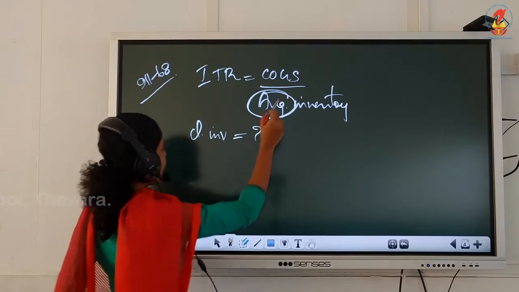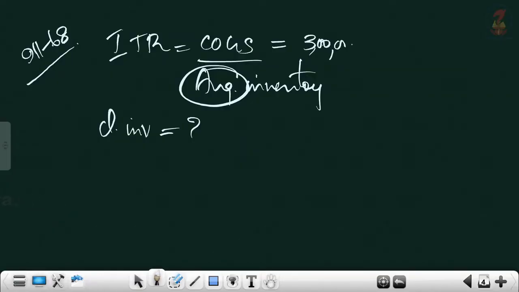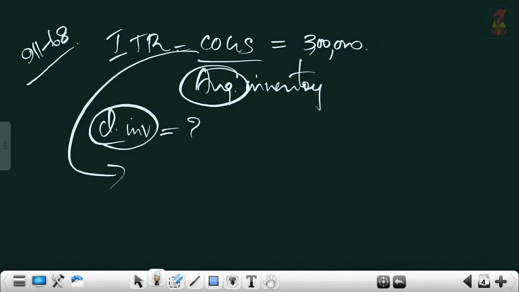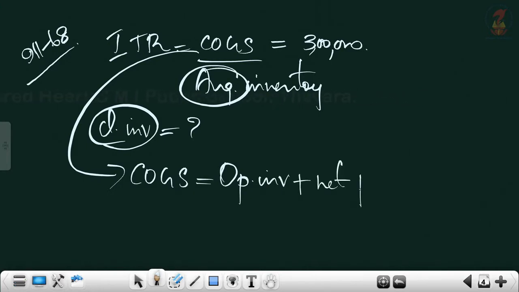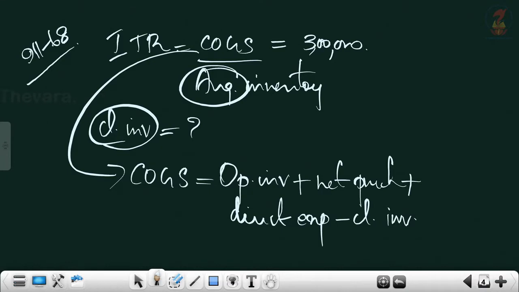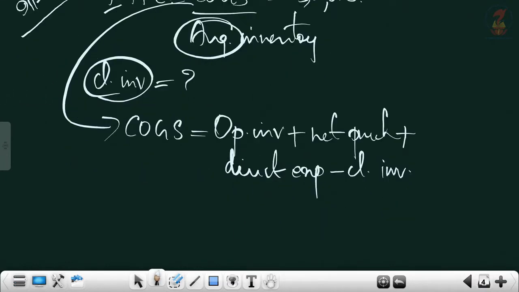Okay, cost of goods sold is directly given, that is 3 lakhs. And with this cost of goods sold, you have to find this closing inventory. So the cost of goods sold formula we just learned, which is equal to net sales minus gross profit, that particular formula we can't apply here because net sales and gross profit are not given in the question. So what else can we apply? The second one we can apply here, that is opening inventory plus net purchases plus direct expenses minus closing inventory. This particular formula we can apply.